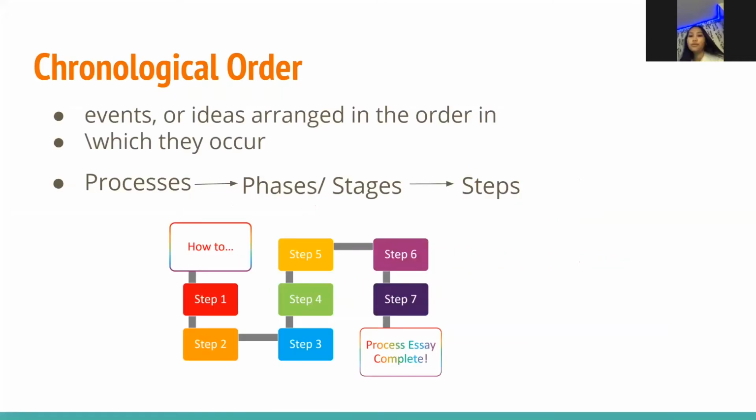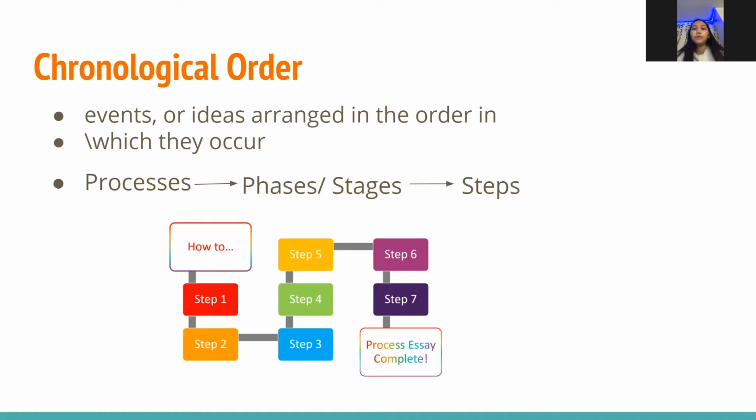So when you write a process essay, you want to make sure that it's in chronological order, which is putting the events or ideas in the order that they occur. And most essays will follow this order with very few exceptions. If your topic has a really compelling reason to not be in chronological order, then that reason should be very clear to the reader. So chronological order splits the processes up into phases or stages, and then they are further split up into steps for the reader.